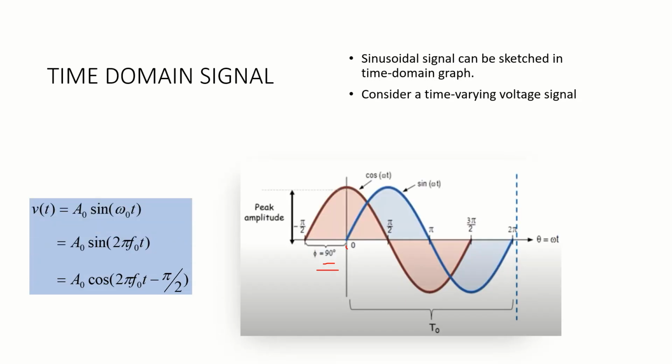Now let's look into the time domain signal. This is what I've explained just now. You can see here cos and sine. It's always delayed or advanced by pi over 2. So if you want to change from sine to cos, you have to minus pi over 2. If you want to represent cos as sine, you have to plus pi over 2.